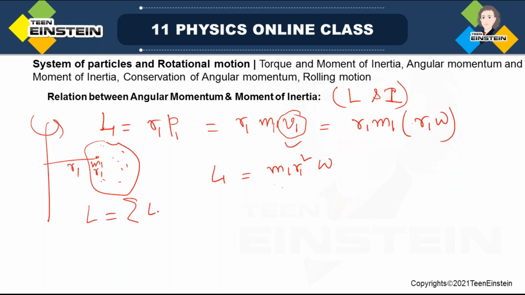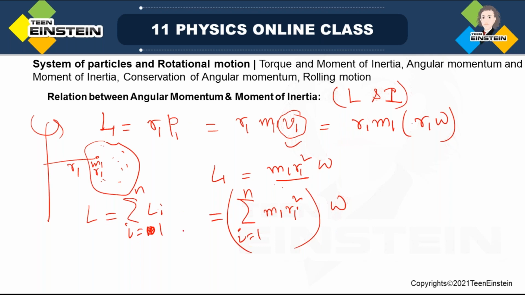Now if I just sum up all of them, sum over Li, i goes from 1 to n. Let us take the summation of mi ri square, i goes from 1 to n. So this whole term will give you the total angular momentum of the rigid body. But this term actually gives you the moment of inertia I, as per our definition: summation of mi ri square, i goes from 1 to n.